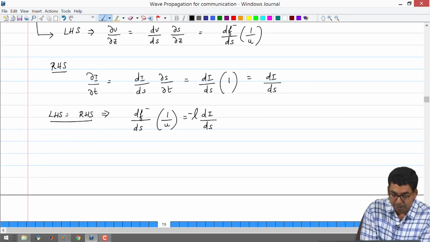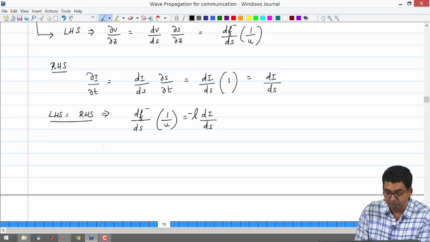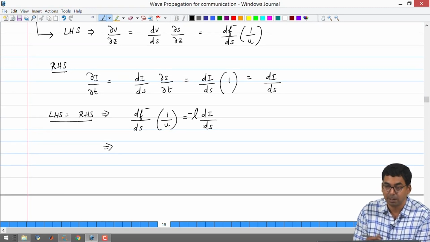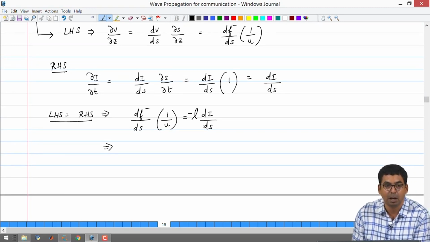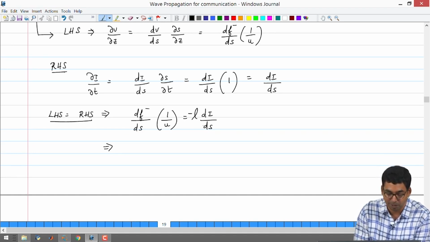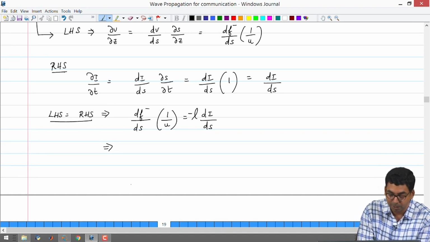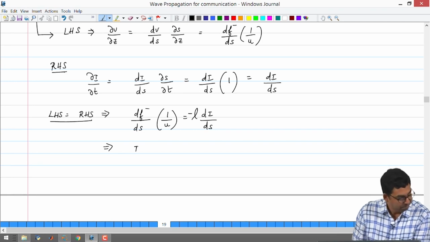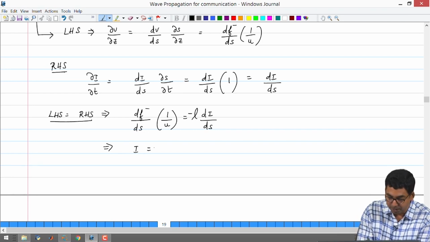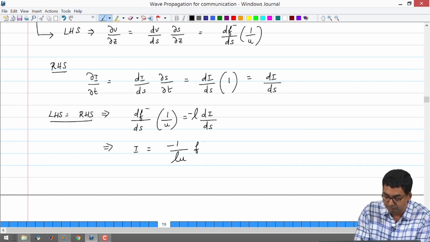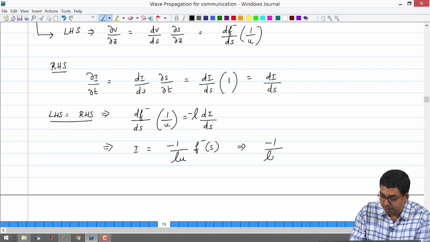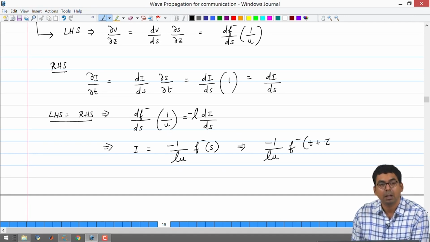So now all we need to do is find out I from here. Since it is a direct one dimensional ordinary differential equation, all you need to do is find the function of current. So I is going to look like minus 1 by Lu f minus of s, or you can simply write this down as minus 1 by Lu f minus of t plus z by u.